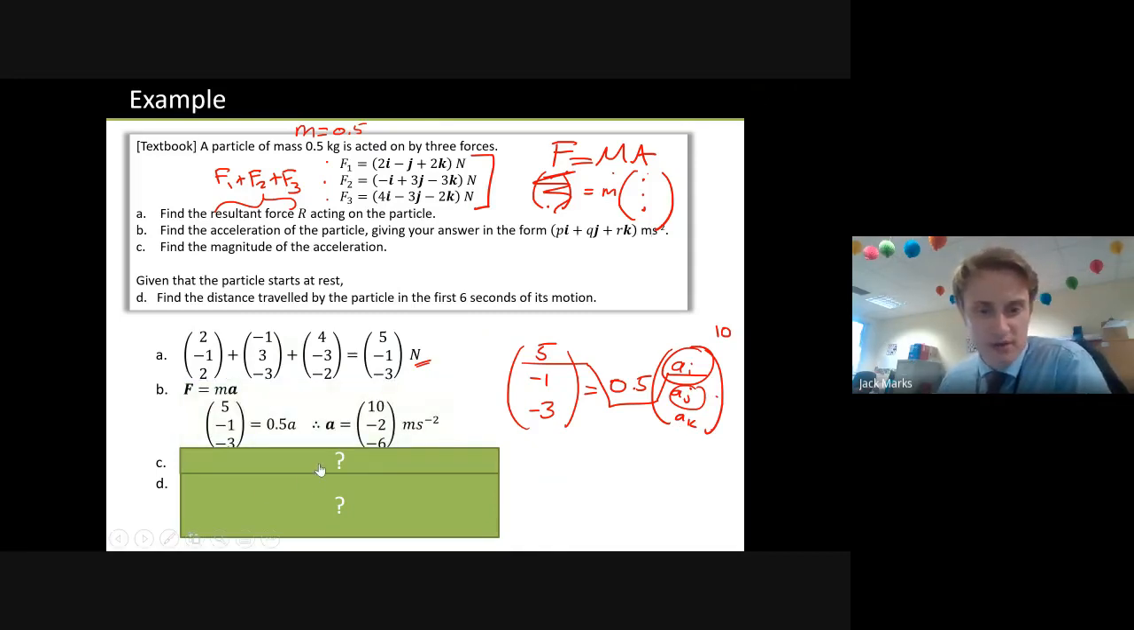Find the magnitude of the acceleration. Well, magnitude is Pythagoras, so they want you to do Pythagoras with what you've just got.